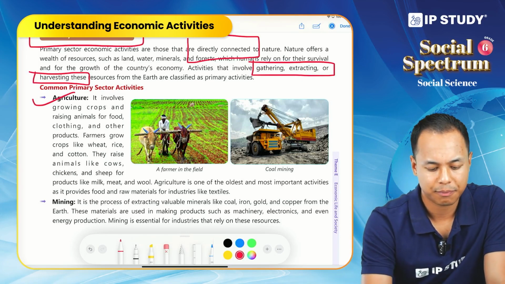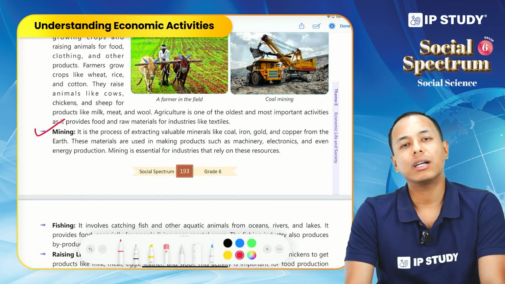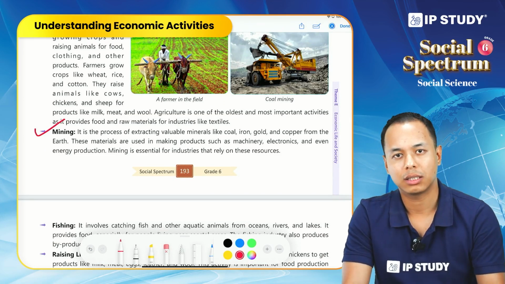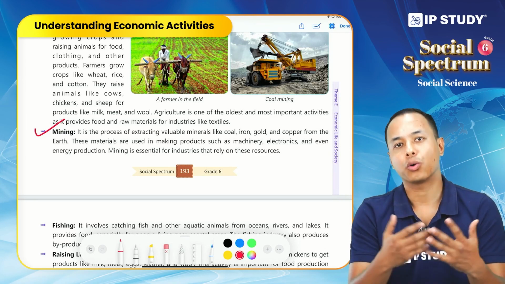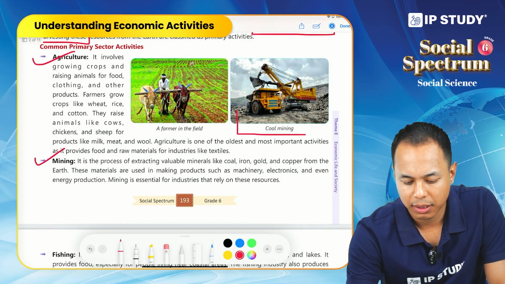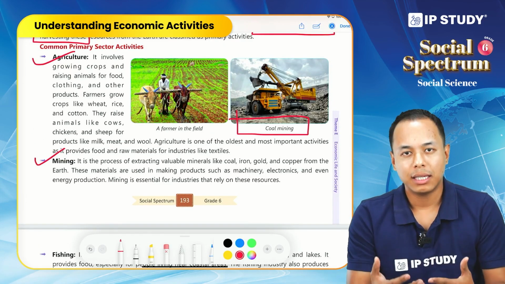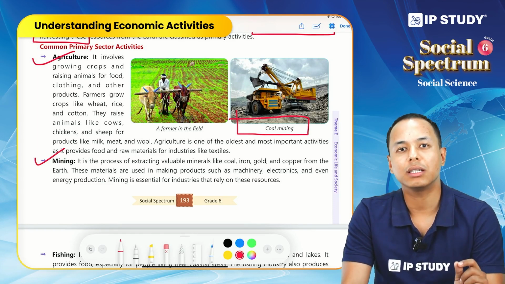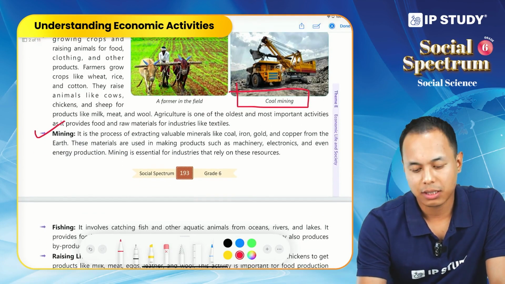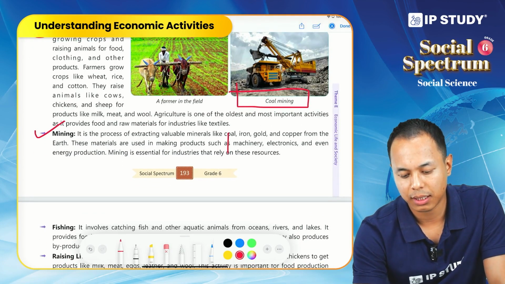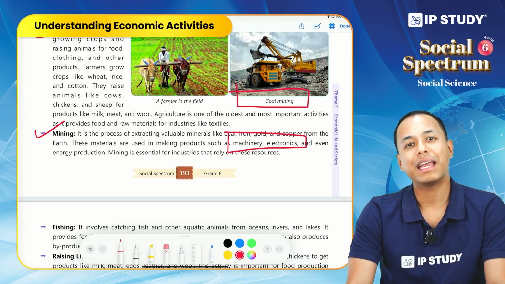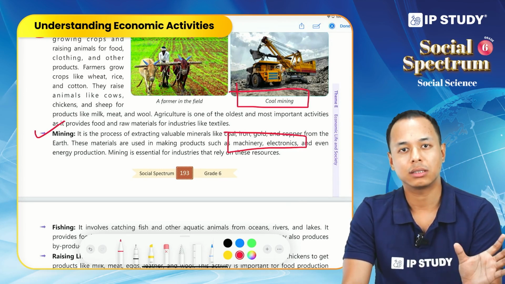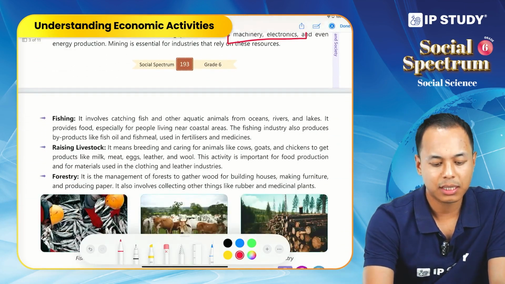Now next, mining. What does mining involve? Mining involves extracting valuable minerals from the earth, right? We have all seen a coal mine, where coal mining is done. It is through mining that we get valuable metals from Mother Earth, and we utilize these metals in other activities, such as making different products like machinery, electronics and so on. So mining is very essential for industries that depend on minerals as their raw material. Next, fishing.